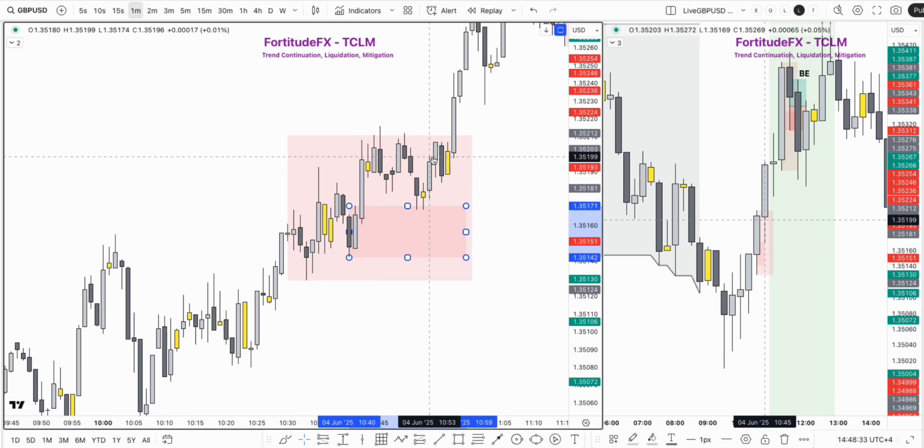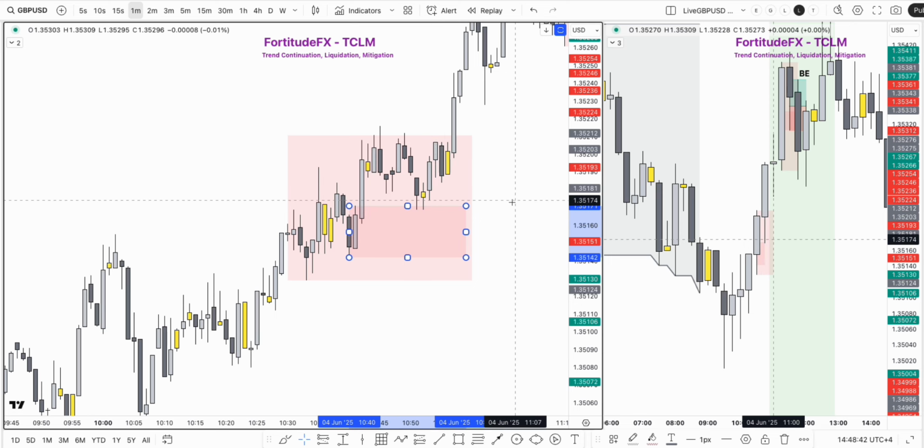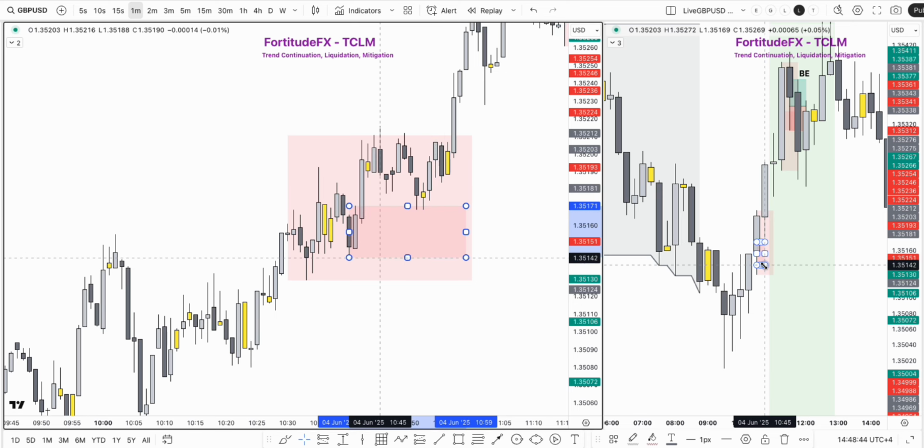Now with this sort of a reaction, I would place an entry maybe at the top of this breakout entry, at the top of this candle, and my stop loss right below this, and ride that trend. But no strong liquidation, no entry for me.